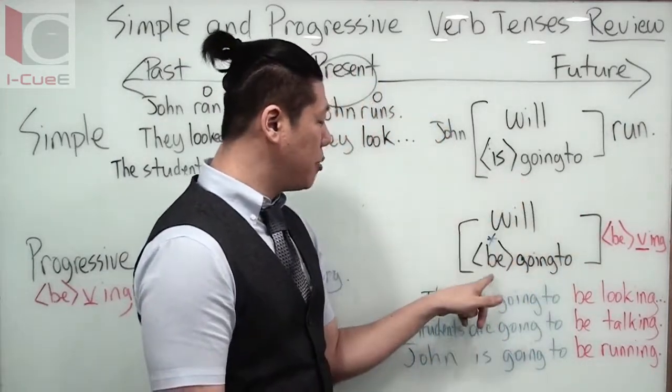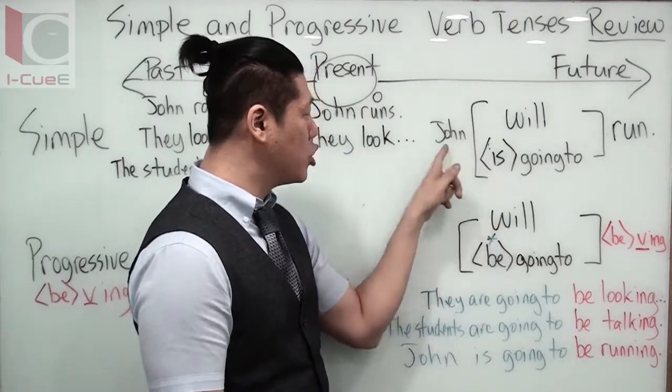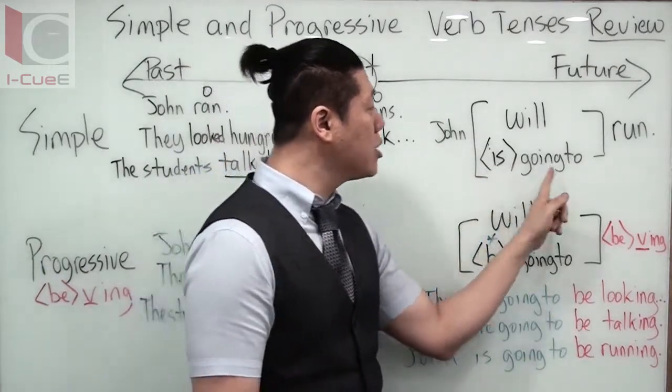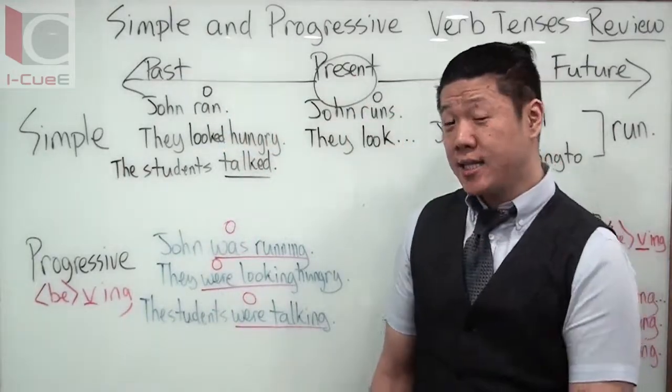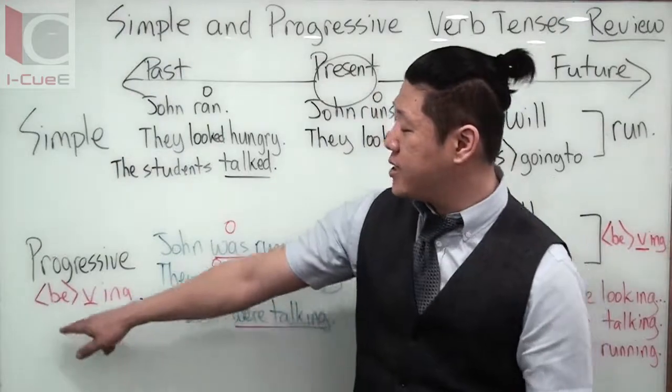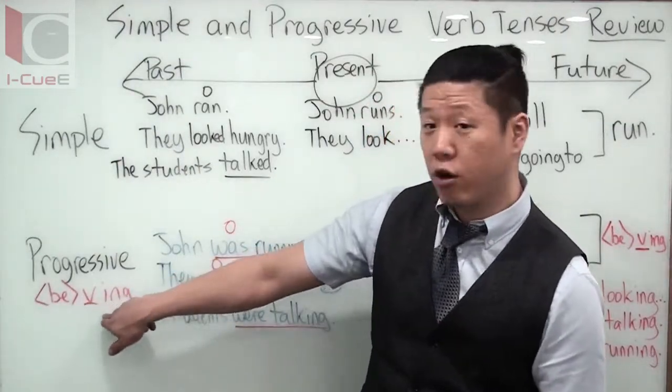The is your be verb and subject-verb agreement. So John is, they are, I am going to. Run is your simple future tense. Same sentence for your progressive tense. Your progressive tense has to have the be verb plus verb ing.